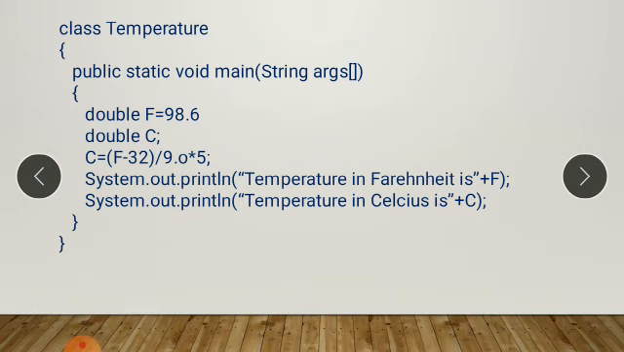Class Temperature. Public static void main, String args. Double F is equal to 98.6. Double C. C we have to find out now. C is equal to F minus 32 divided by 9.0 into 5. This is the formula we are applying here, and F will be substituted with 98.6 minus 32 divided by 9 into 5. Then we display the temperature in Fahrenheit and the temperature in Celsius.